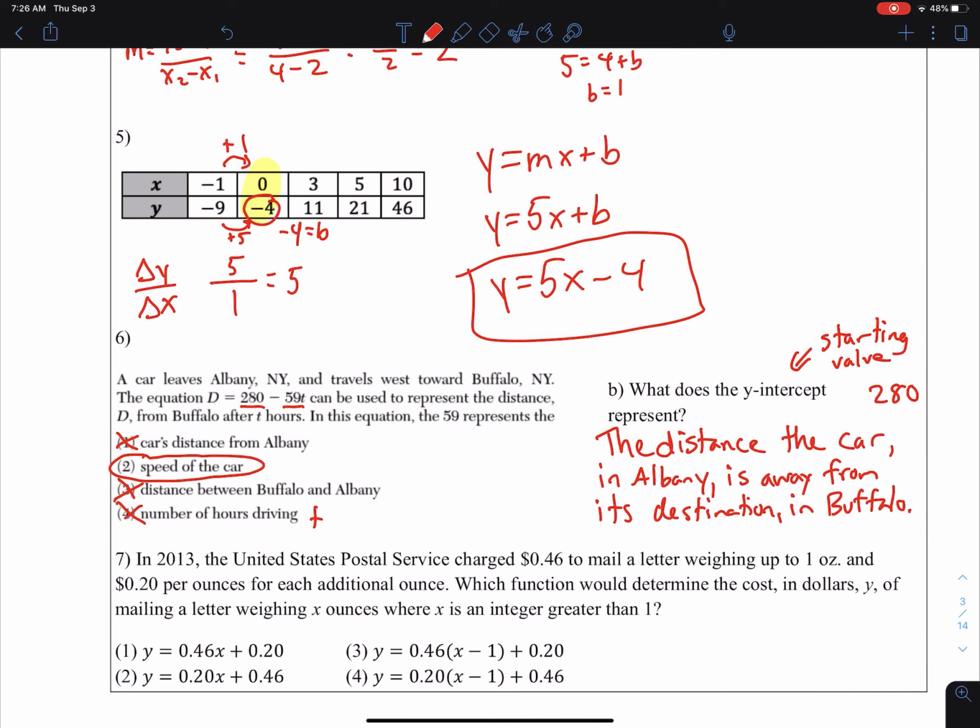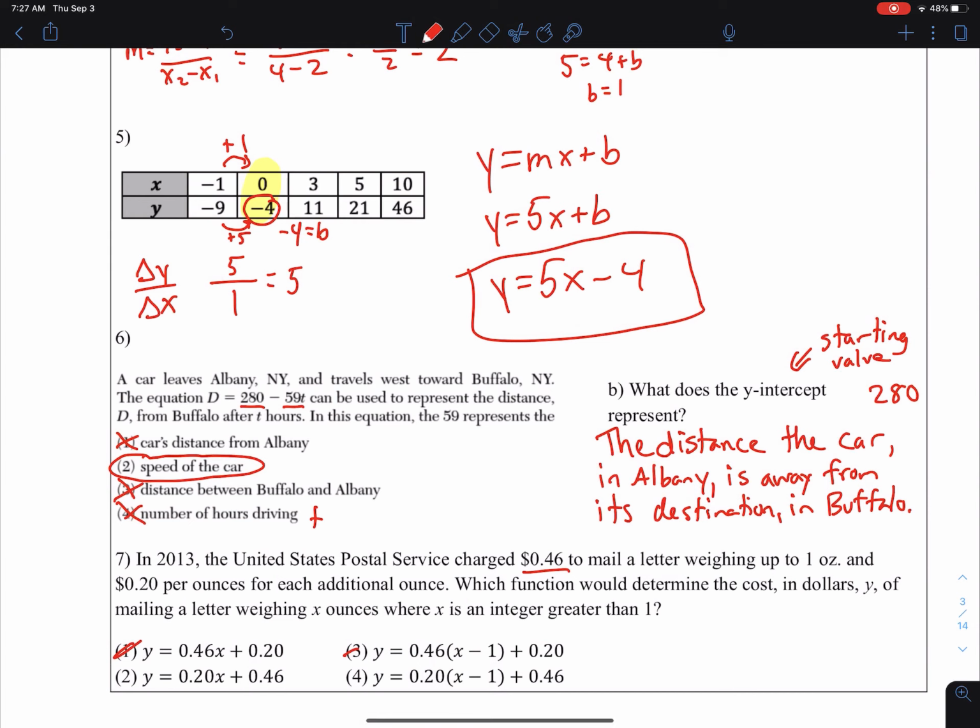So, number 7, in 2013, the United States Postal Service charged 46 cents to mail a letter weighing up to 1 ounce and 20 cents per ounce for each additional ounce. Which function would determine the cost in dollars y of mailing a letter weighing x ounces, where x is an integer greater than 1? So we know no matter what, the flat rate is going to be 46 cents. So that's what we're going to be adding on. So I'm going to cross off anything that's not just adding on the flat rate.